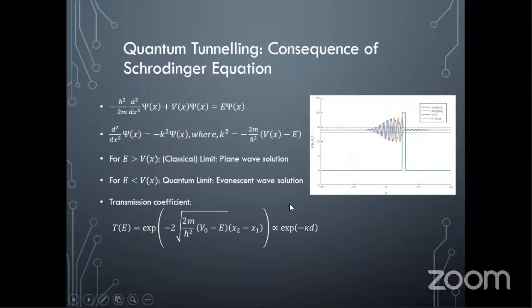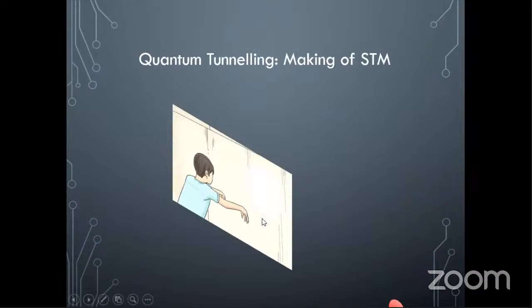And the tunneling coefficient one can calculate using mostly the WKB approximation, that is proportional to the exponential of minus kappa times d, where d is the width of the tunneling barrier. Now this expression is very important and useful, which I'll be using a lot. So in the quantum picture, if you throw a ball at the wall, and if it's in the quantum regime, then the ball will tunnel through the wall. And that's the making of the STM, the scanning tunneling microscope.